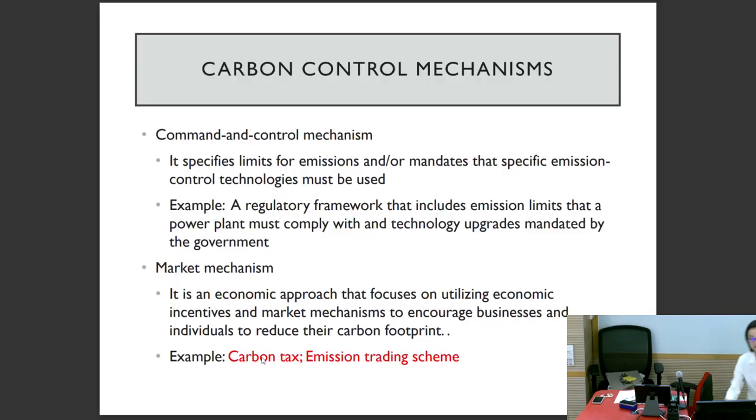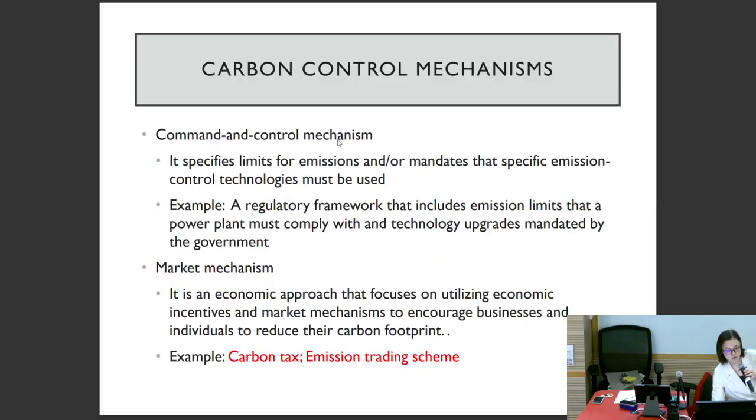For the emission trading scheme, you can reduce your emissions and then sell the credits to the market, or you buy the credits, the allowance, from the market. So you pay the money in order to satisfy the requirements. You have the freedom to either reduce your emissions or to pay. So the market mechanism and the command and control mechanism are totally different.